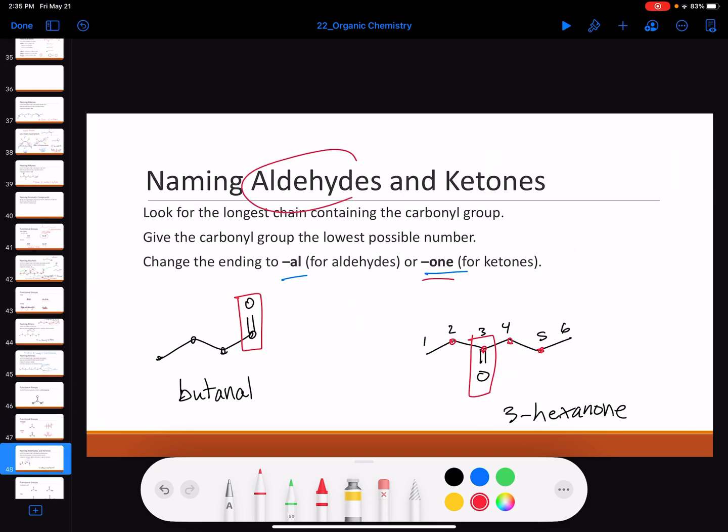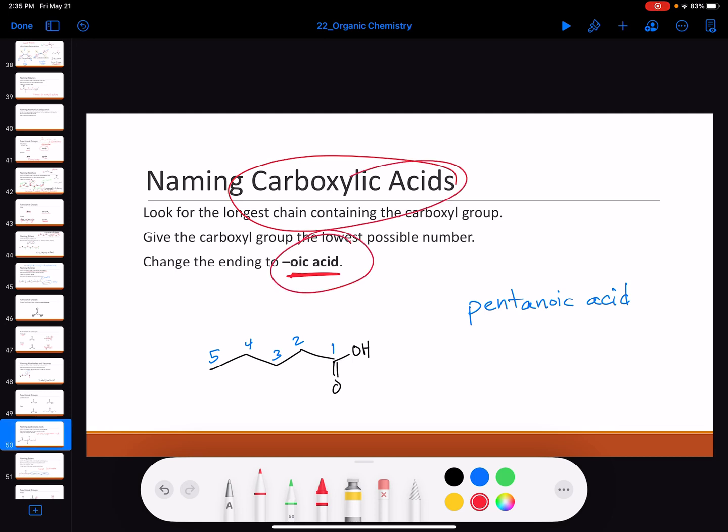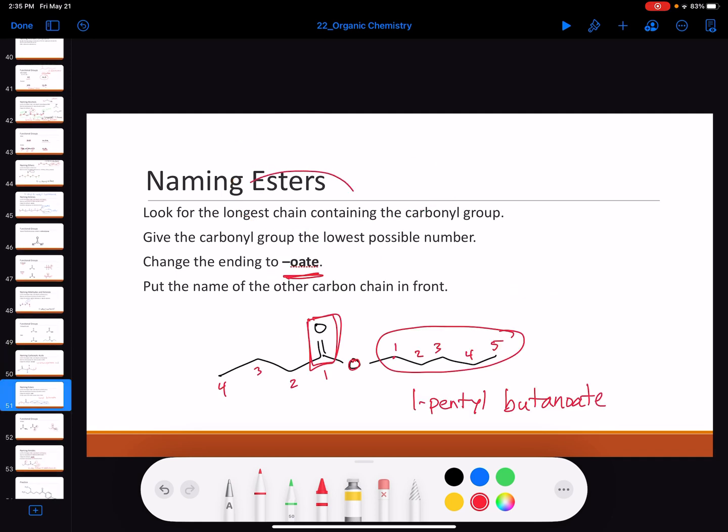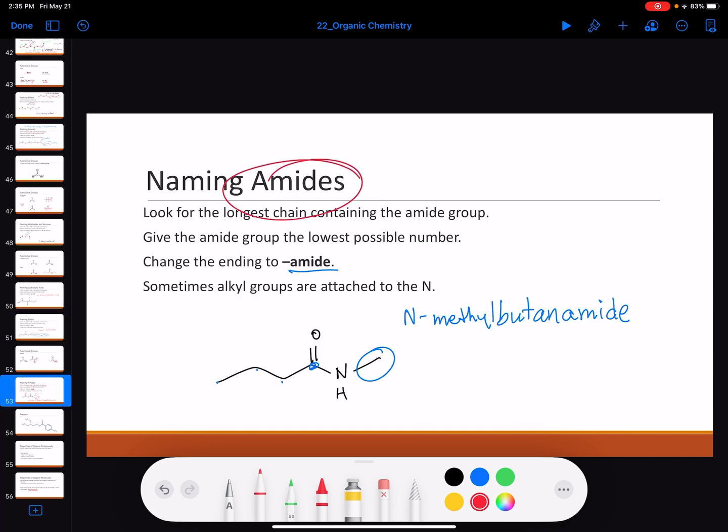Okay, aldehydes and ketones change it to AL or ONE. Carboxylic acids change it to OIC acid. Esters change it to OATE. Amides change it to AMIDE, right? So all of those take priority.